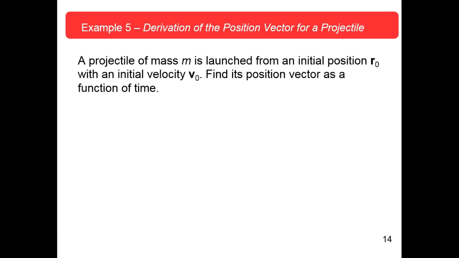So here's example 5. I can't read. Okay. A projectile of mass m is launched from an initial position r0 with an initial velocity v0. Find its position vector as a function of time. No numbers in the problem at all. Those sub-zeros are all you've got, okay? So this is going to be a generic kind of answer. The position vector is a function of time, okay?